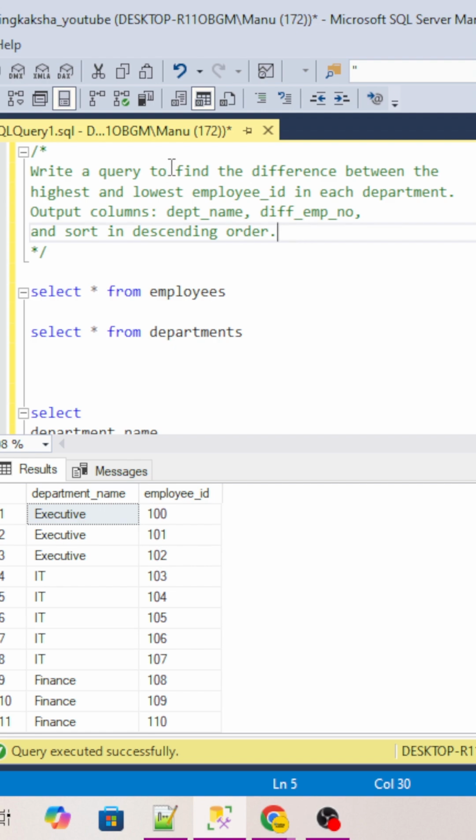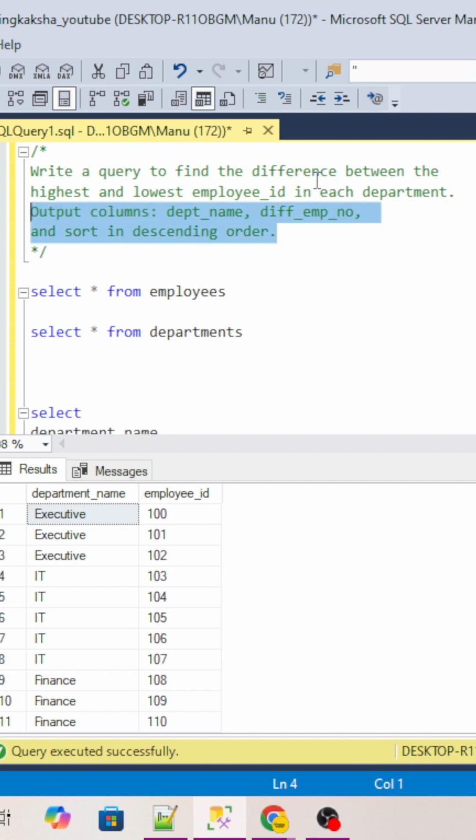So the question is, we have to write an SQL query to find the difference between the highest and lowest employee ID in each department. Our output condition is given: we need two columns and the output should be in descending order. We will talk about these two things later. First of all, we have to understand the question.